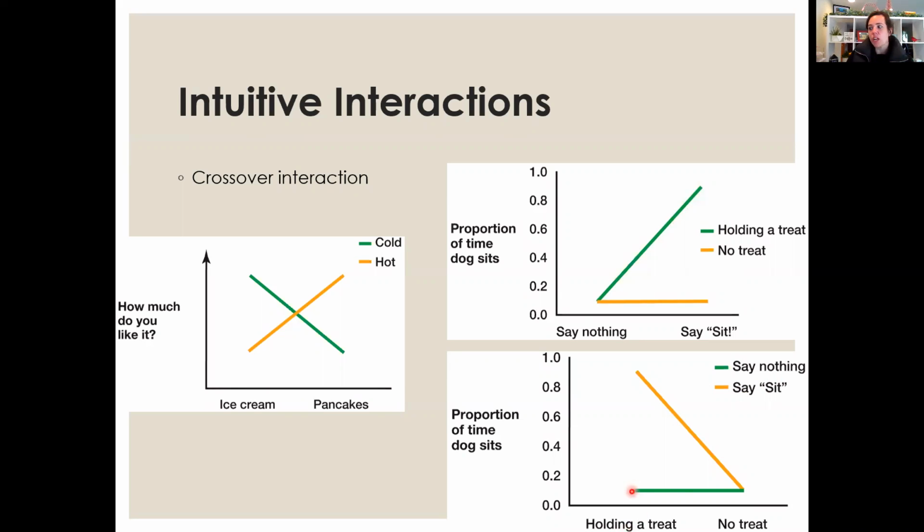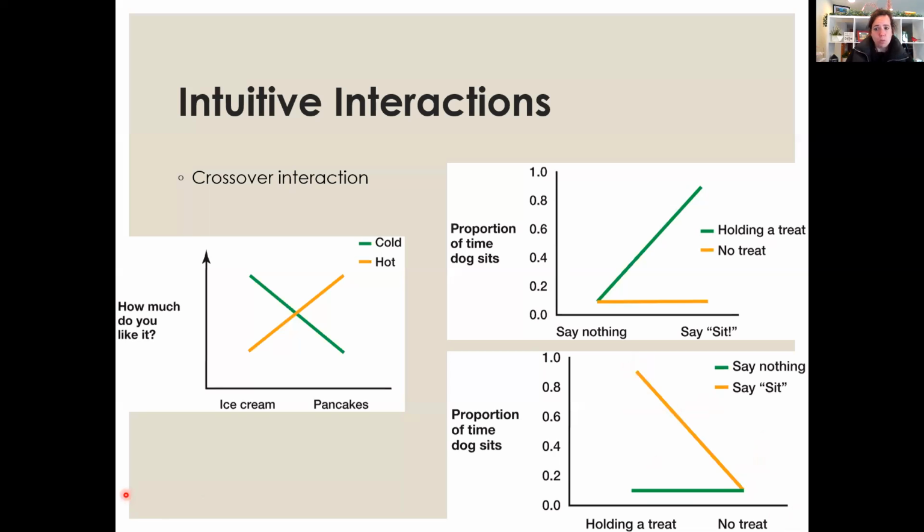So if you're holding a treat, right, and you say nothing, sorry, dog doesn't sit very long. No treat and you say nothing, dog doesn't sit for very long. On the other hand, if you say sit and you're holding a treat, dog sits for a long time. If you say sit and you have no treat, the dog does not sit for a long time.